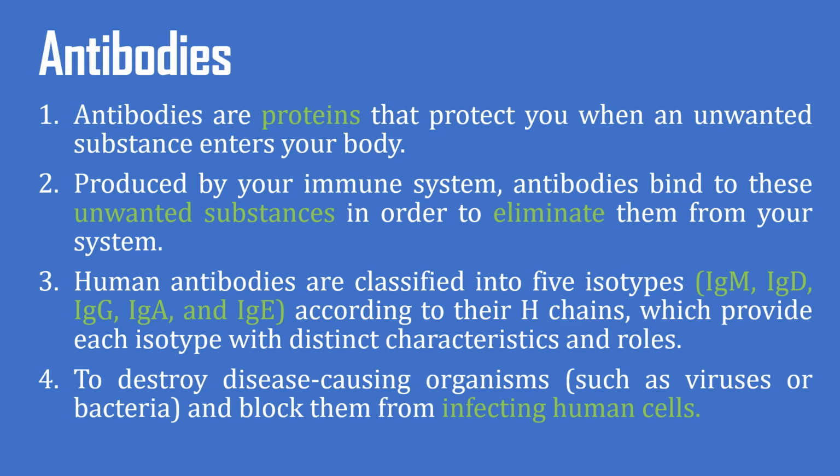Antibodies are classified into five isotypes, IgM, IgD, IgG, IgA and IgE, according to their H chains, which provide each isotype with distinct characteristics and roles to destroy disease-causing organisms such as viruses, bacteria, protozoa or others, and block them from infecting human cells.